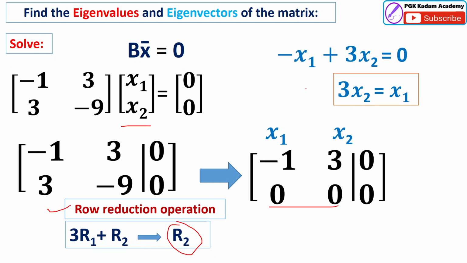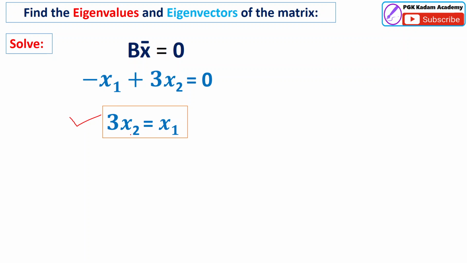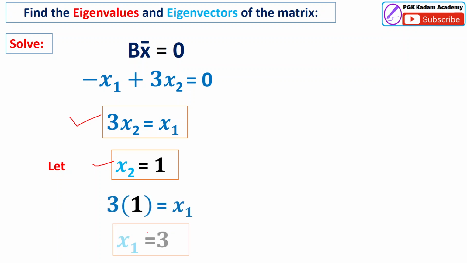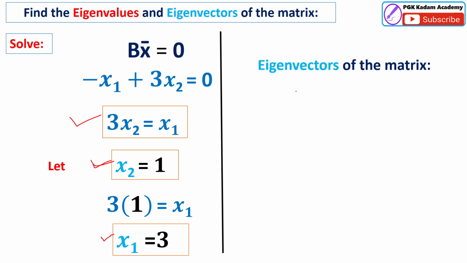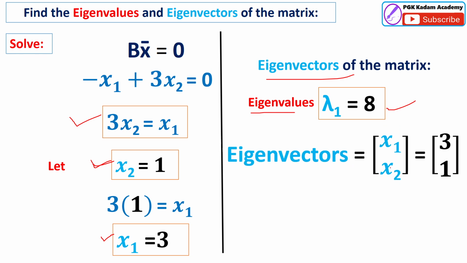To continue with this, here B x vector is equal to 0. We have written the continuation here: 3x2 is equal to x1. So putting the value of x2 as 1, we get the value of x1 as 3. Thus the x1 and x2 values are obtained here. These two values are nothing but our eigenvector for this matrix A. For this respective eigenvalue 8, we obtain this eigenvector x1, x2 as 3, 1.